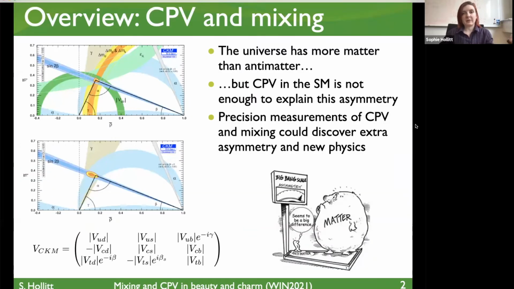So to begin with, a brief overview of CP violation and mixing. The universe, as we know it, has much more matter than antimatter, but the CP violation in the Standard Model is not enough to explain this asymmetry. What this means is that precision measurements of CP violation and mixing could be useful to us in order to discover extra asymmetry and thus new physics.